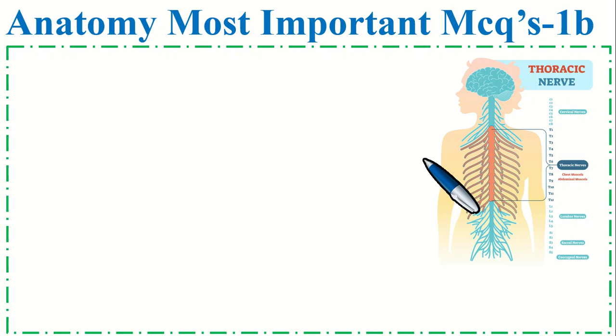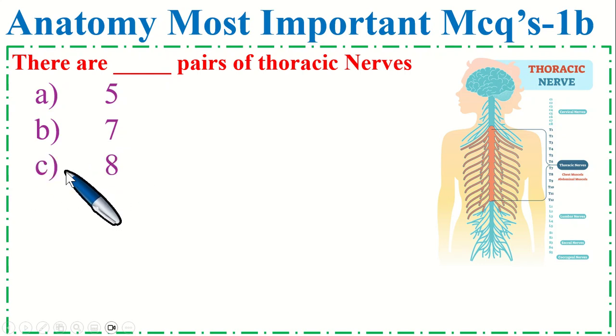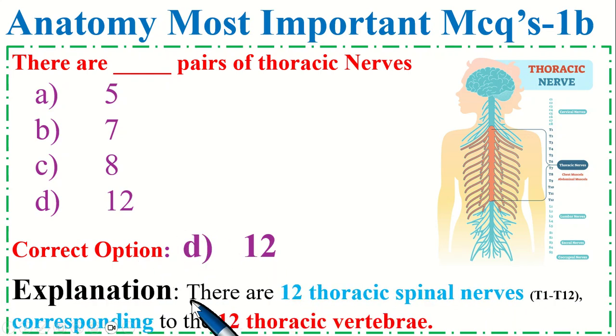Today we will discuss anatomy most important MCQs part 1b. There are dash pairs of thoracic nerves. Option A 5, option B 7, option C 8 and option D 12. So the correct option is D, 12 pairs. Explanation is there are 12 thoracic spinal nerves T1 to T12 corresponding to the 12 thoracic vertebrae.